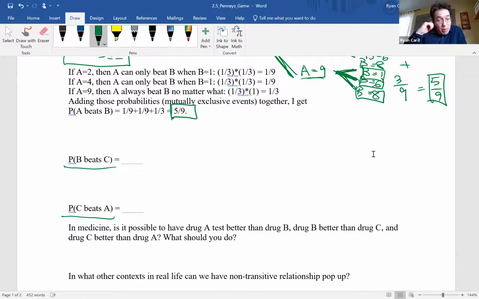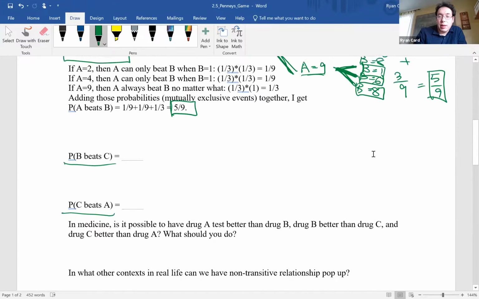And it might be possible that if you test a drug versus a drug, maybe drug A tests better than drug B, drug B tests better than drug C, and drug C tests better than drug A. That's a possible situation that could happen. So you might think about how you evaluate these types of situations and what makes sense.